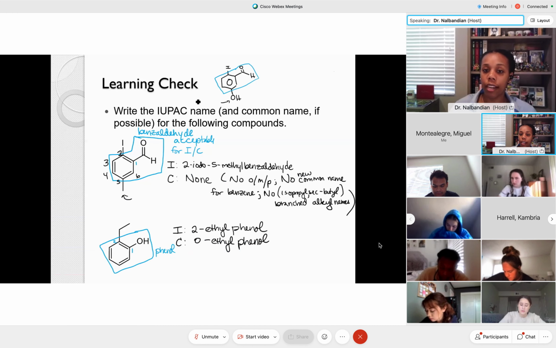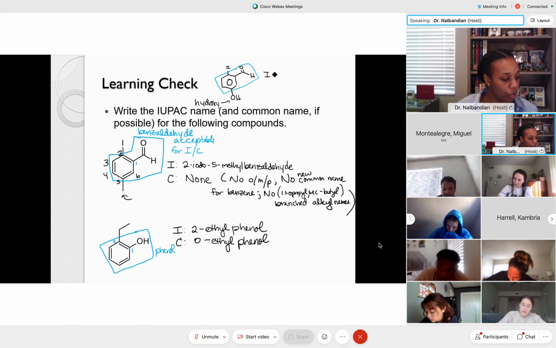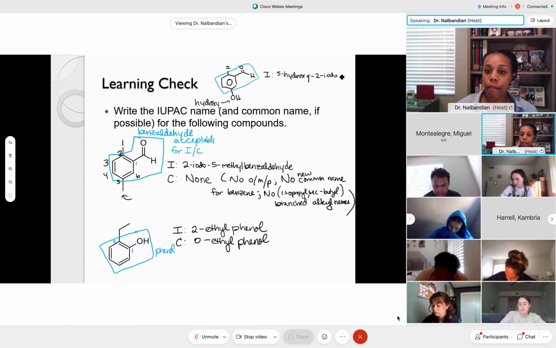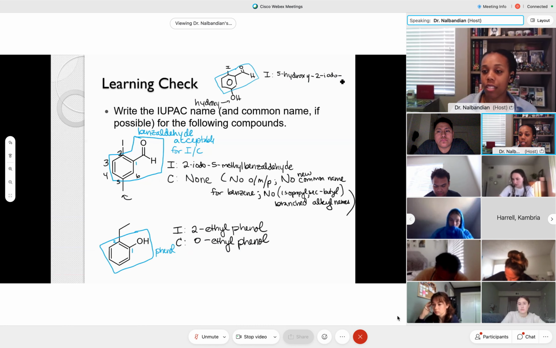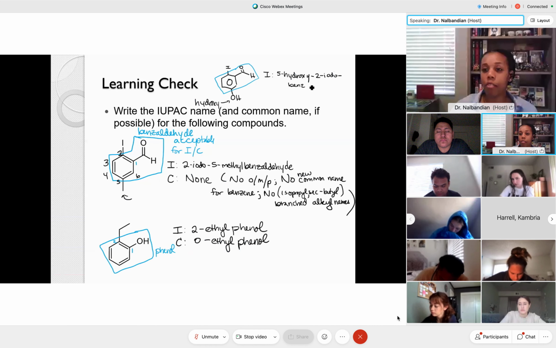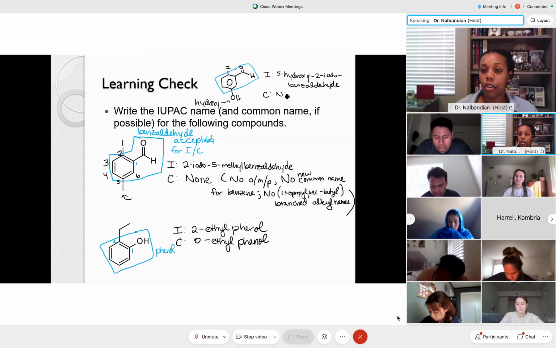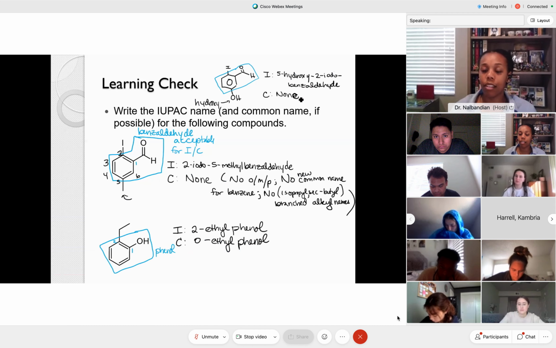And so we don't name this as a phenol now. Now this is called a hydroxy group. And so the IUPAC name would be, hydroxy for alphabetical order comes first, so 5-hydroxy, 2-iodo, and then I need to go down to the next line. That's the only reason this dash is here, because I need to go down to the next line. But if you don't, then make it all one word, iodobenzaldehyde. But I ran out of space there. So that would be that IUPAC name. And again, no common name.